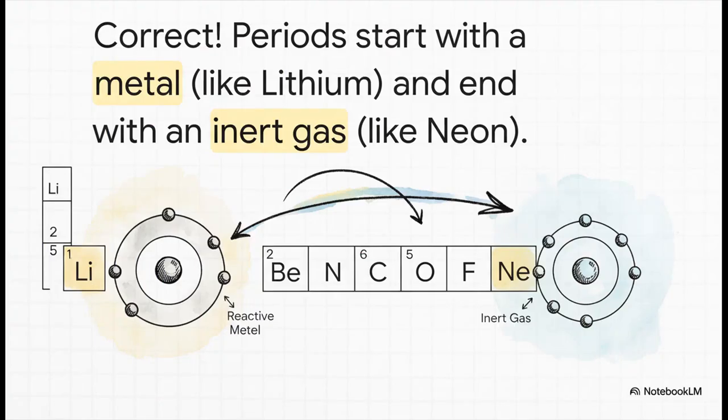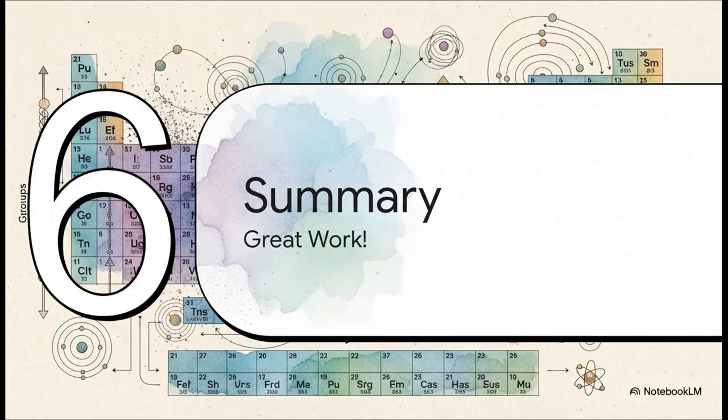The correct answer is C. If you got that right, awesome job. Just remember, every period starts on the left side with a really reactive metal, like lithium, and then it goes all the way across to end on the far right with a super stable inert gas, like neon. You did some amazing work today, seriously. Before we go, let's just do a super quick recap of the most important things we learned.